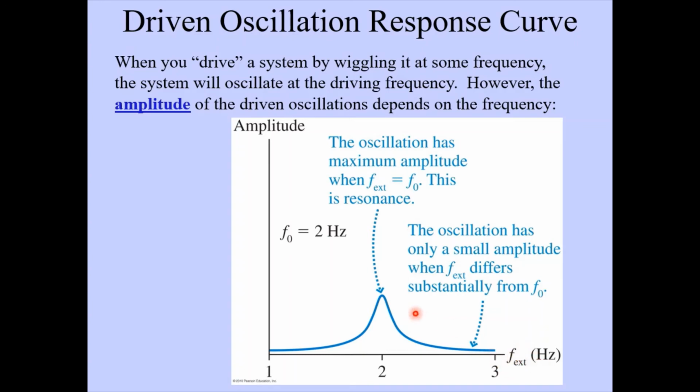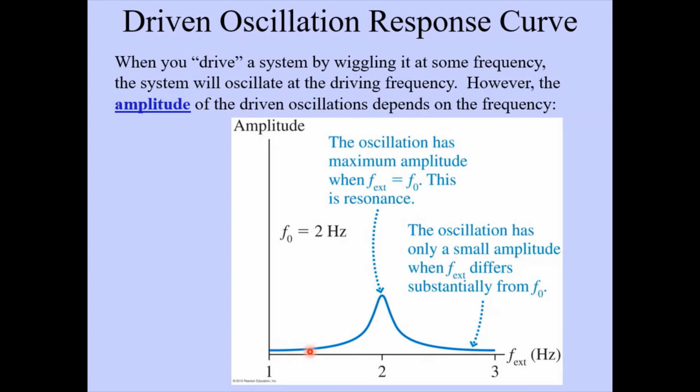Now, the system has a natural frequency of 2 hertz in this example. So f naught is 2 hertz. This would be the frequency of the system if it was just by itself and bouncing back and forth. But now what we're going to do is drive the system externally by pushing the system at 1 hertz. And you can see that the amplitude is very small.